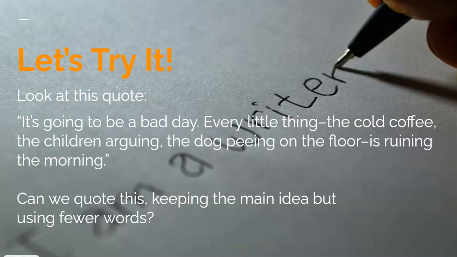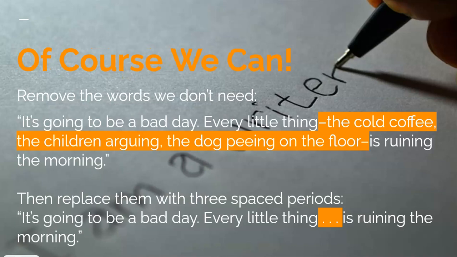Can we quote this, keeping the main idea, but using fewer words? Well, of course we can. So let's remove the words we don't need, and then we'll replace them with 3 spaced periods. So we see, it's going to be a bad day... every little thing is ruining the morning. We've maintained the meaning of the sentence, but we've saved some space for inserting this into our essay.